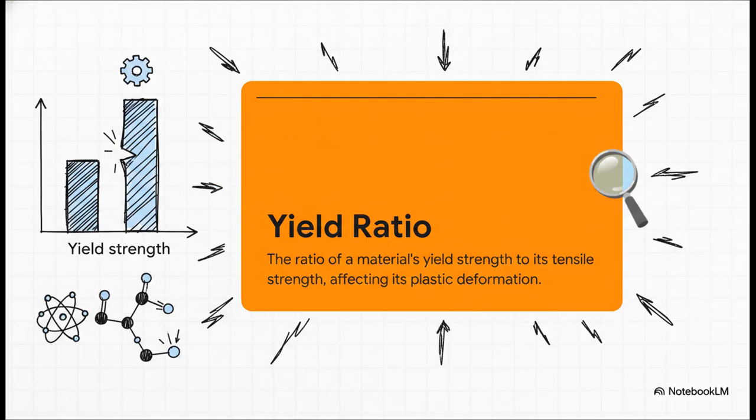All right, here's a really crucial concept for engineers. It's called the yield ratio. This number is key. You know why? Because it tells them exactly how a material is going to fail. It's basically a comparison between the point where a material starts to bend for good, that's its yield strength, and the point where it just completely snaps, which is its tensile strength.